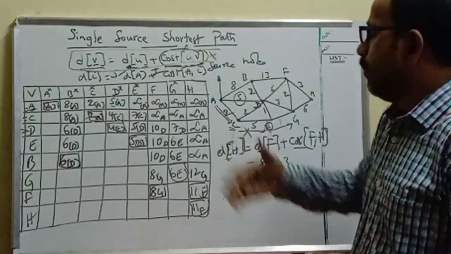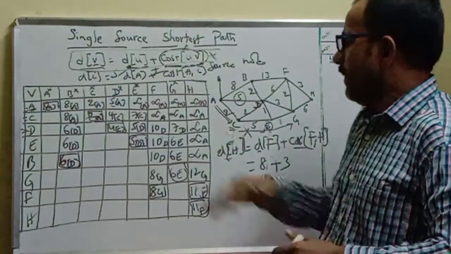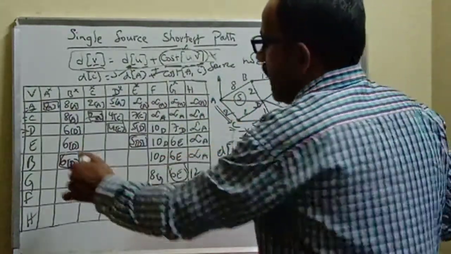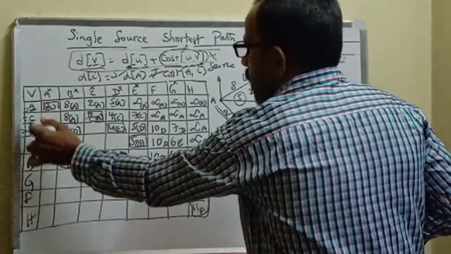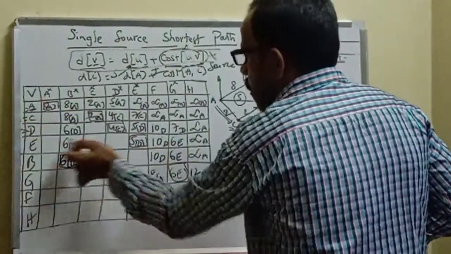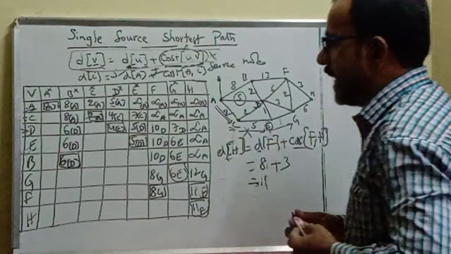So like that, we follow the same criteria for filling all the rows. Filling means we are calculating the shortest distance from the source node to the selected node via this node. This node is treated as the intermediate node.